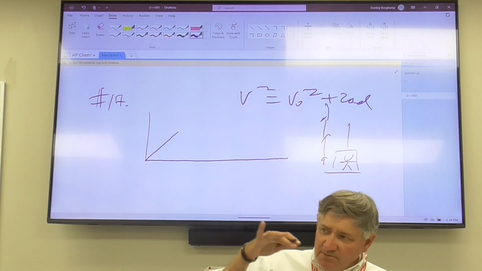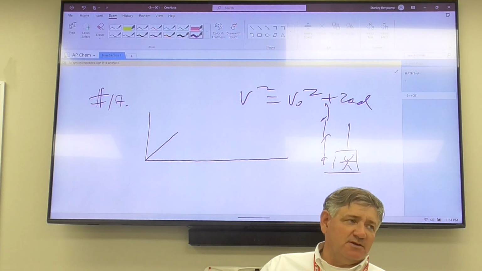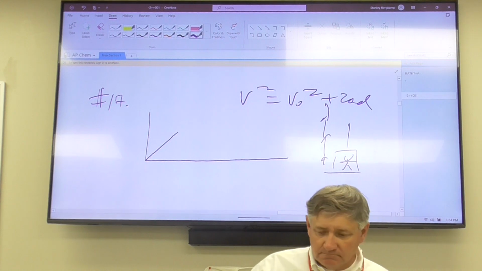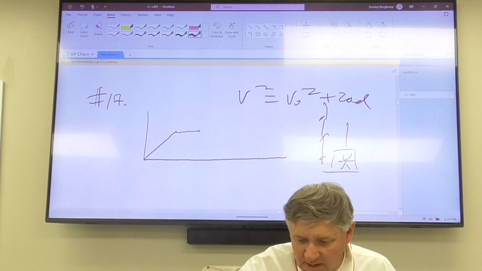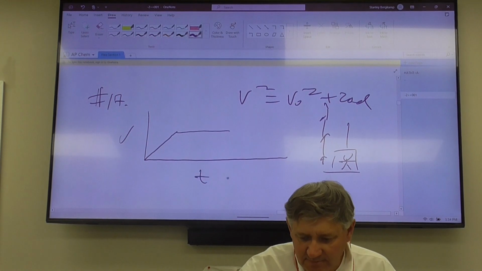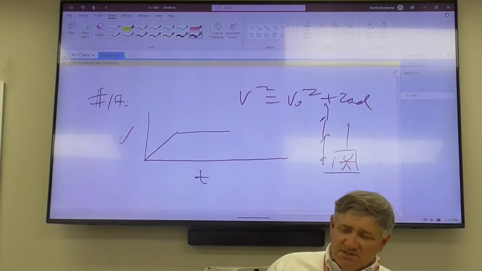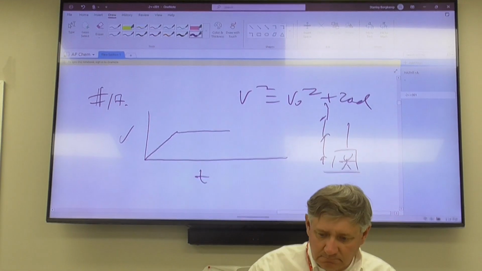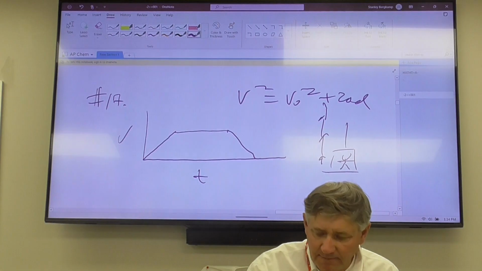Once it reaches cruising speed, then what's it going to do? Flat. Stay constant. Be a horizontal line, because this is a velocity time graph. Now, once it goes to stop, what are you going to do? You're going to have this, right?